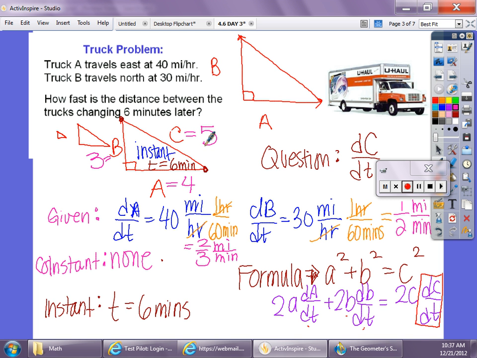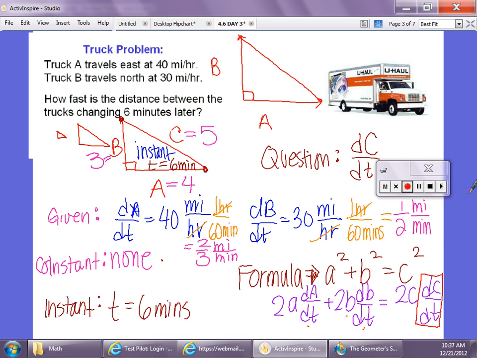Different from rates. Please do not just use the rates to solve the problem. If you don't use calculus, it means you did something wrong. Okay? All right, so these are all in miles. We can now put everything in. So let me actually move this over.